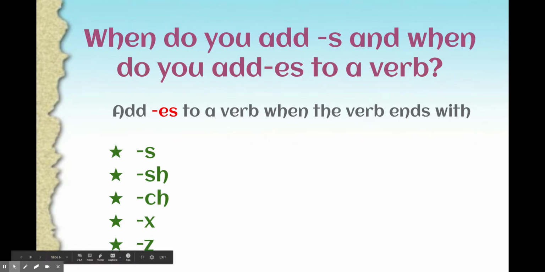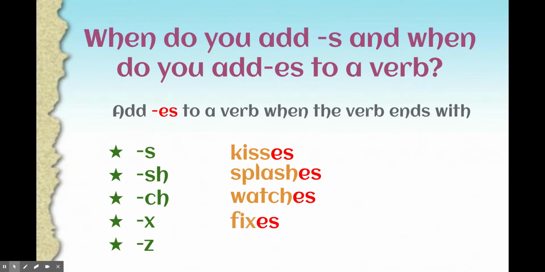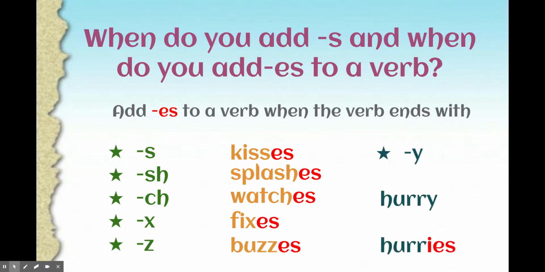So just as a reminder, when do you add the s and when do you add the es to a verb? We add es to a verb when the verb ends with an s, an sh, ch, x, or a z. So, for example, the word kiss, we add es because kiss ends in s. Splash becomes splashes with an es because it ends in an sh. Watch becomes watches with an es. Fix becomes fixes. And buzz becomes buzzes. And our kind of different rule is if it ends in a y, we change the y to an i and add ies.